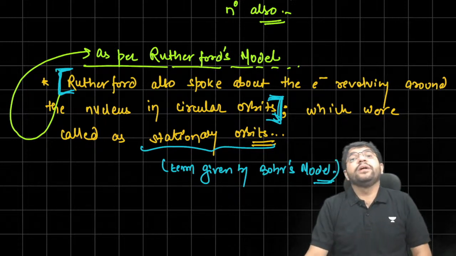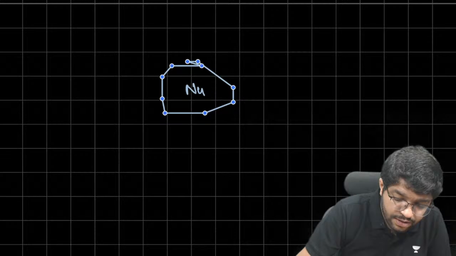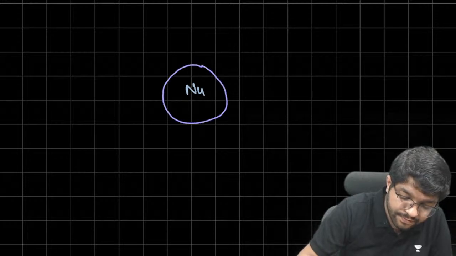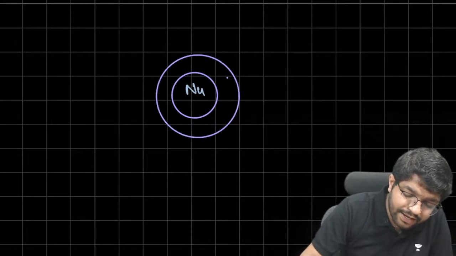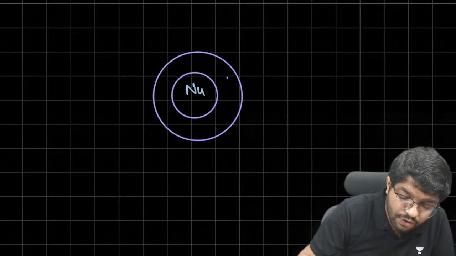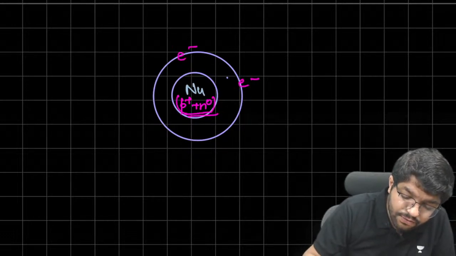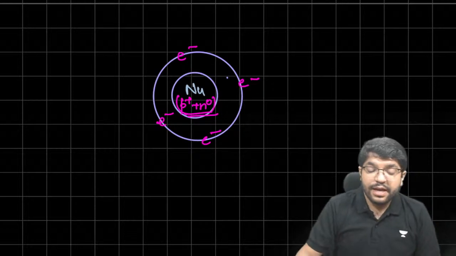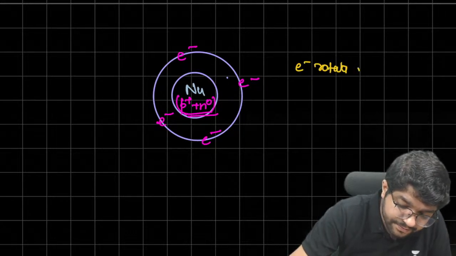Nucleus, Rutherford coined it. I also spoke to you now that the combination that we have is nucleus inside, and nucleus has all the positive charge and neutrons. And what rotates outside the nucleus is the electron. Electrons rotate in certain orbits. Electrons rotate in circular orbits, right?